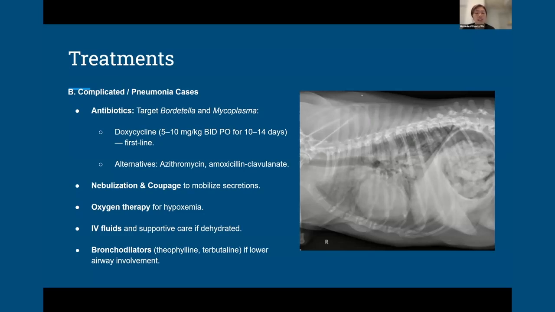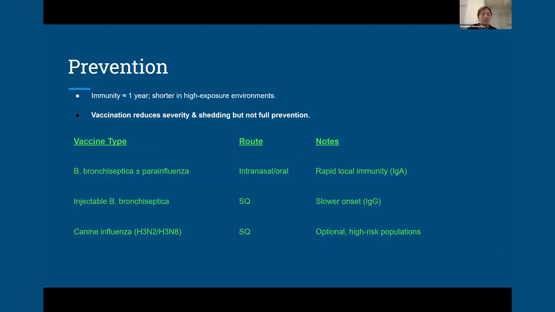Again, at this point the coupage and nebulization will help to dissolve the phlegm and help them feel a little bit better, to decrease the coughing and open up their airways. And oxygen therapy for really, really severe cases if they're hypoxemic, and IV fluids and supportive care, and bronchodilators in really, really rare cases in which breathing really becomes an issue.